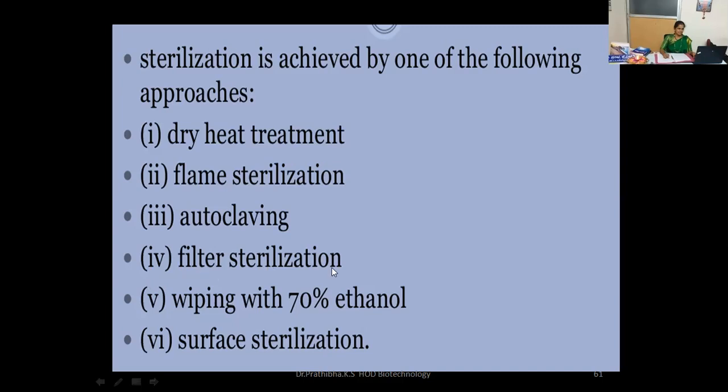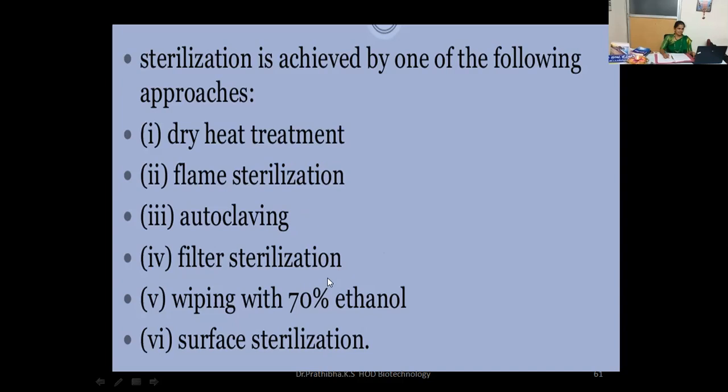Okay, so two examples are mentioned here for filter sterilization. One is the laminar airflow fibrous filter, another is the membrane filter. Membrane filters we use for heat sensitive compounds. Some of the heat sensitive compounds, like hormones, we cannot keep in the culture medium and place in the autoclave. So such types of heat sensitive chemicals will be filter sterilized.